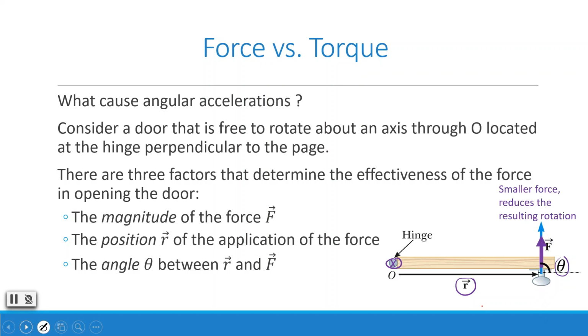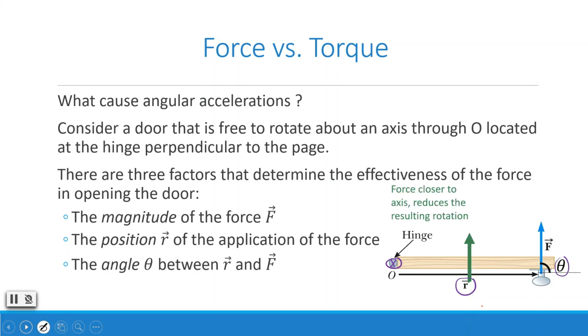When we take a look, the smaller the force, the smaller the rotation is going to be. That makes sense, and goes along with linear motion. When we look at the position vector R, the closer the force is to the axis of rotation, the smaller the rotation. If I were to push right on the hinge, this door is not going to rotate. You cannot open a door by pushing on the hinge. So that position vector matters as well, where the force is applied.